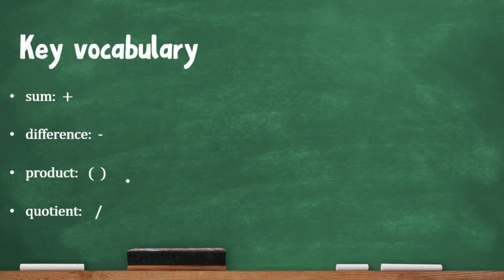Product means multiply, but in algebra, since you're going to be using variables that look like the multiplication symbol, we're going to be using parentheses often to talk about multiplication. Sometimes you'll also see a dot. That means to multiply too. And quotient means divide, and in algebra you'll see that expressed as a fraction or with a slash mark instead of the typical division symbol that you've seen so far, like that.